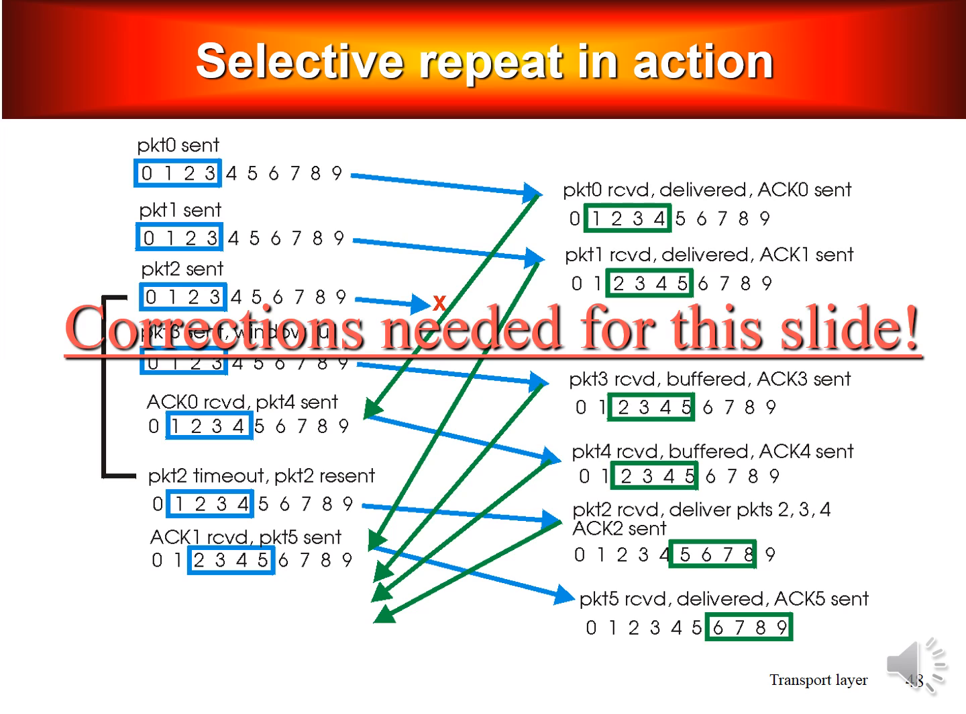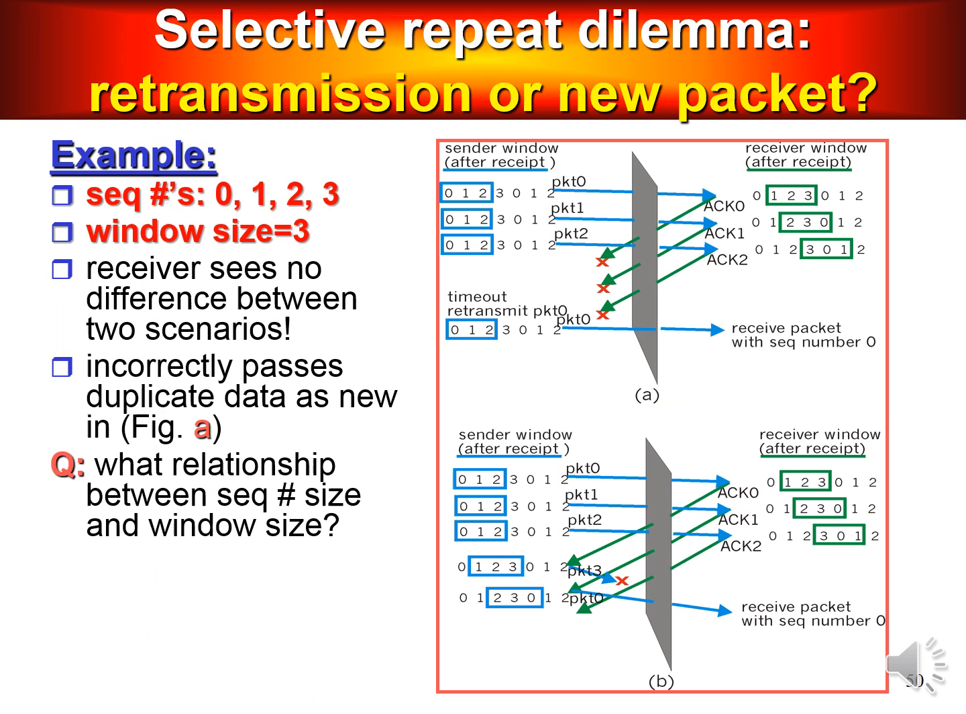Selective repeat in action: corrections needed, 1 2 3 4, then 2 3 4 5, then 4 5 6. Yes, it goes on. Selective repeat retransmits or moves packets.